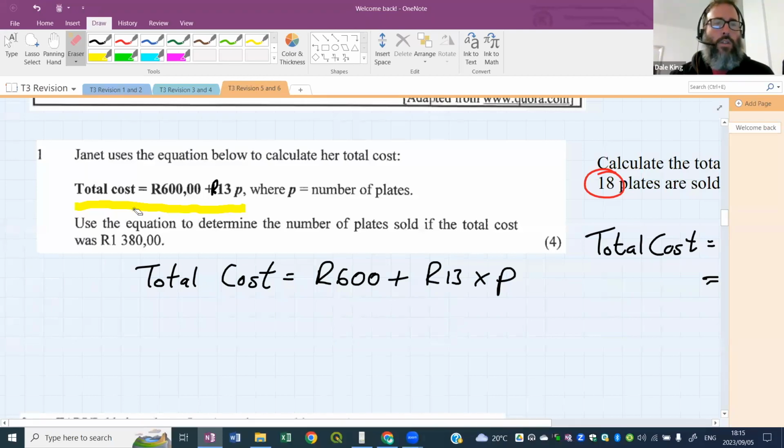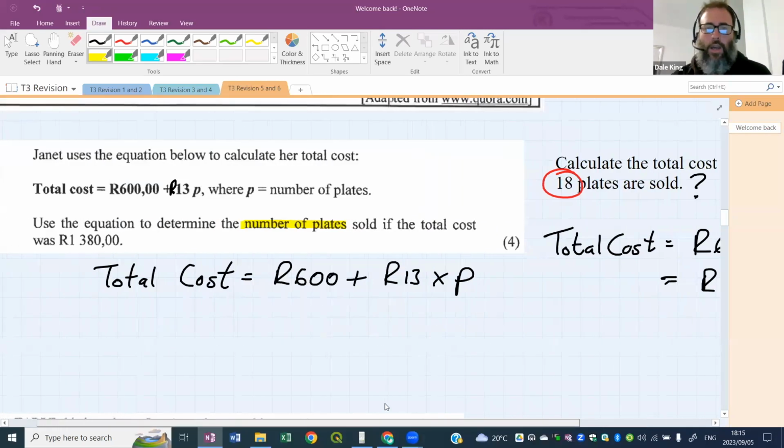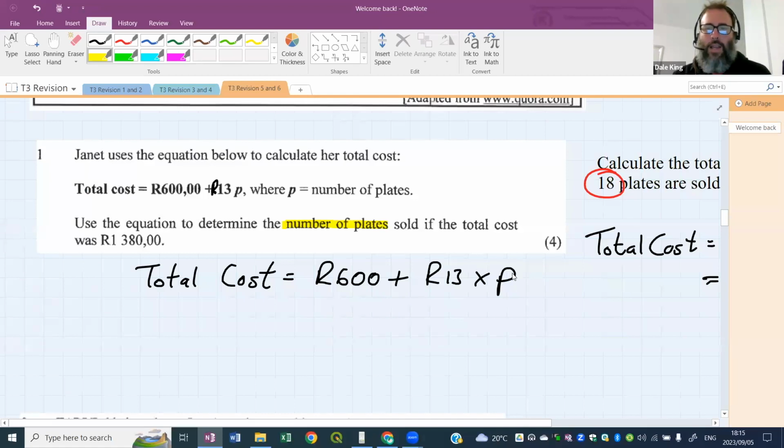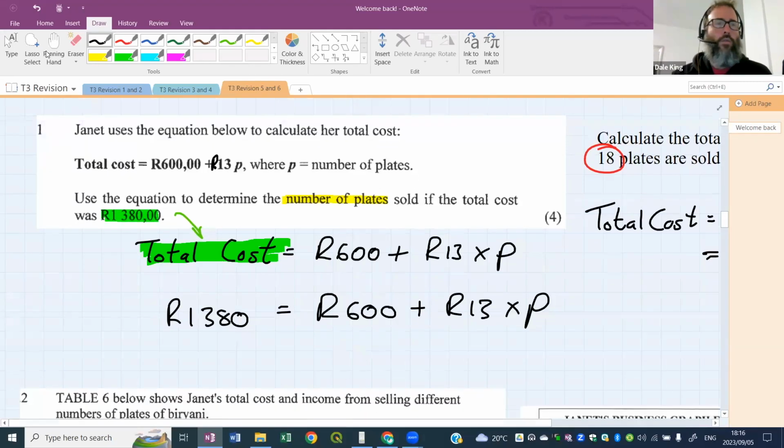But let's read what this question says. Use the equation, there I've written it out already, to determine the number of plates. On the right-hand side, I said you're using the equation to work out the total cost. But here they want us to work out the number of plates. So this P value here isn't given to us. We need to find it. But that means they've got to give us the other values. Yes, they've given us total cost, so that must go inside this part of the equation over here. So we're going to put in the total cost that they gave us, and we're going to try work the other way around now to find what P is. Now, I need someone to help me. What do I do first? Anybody?